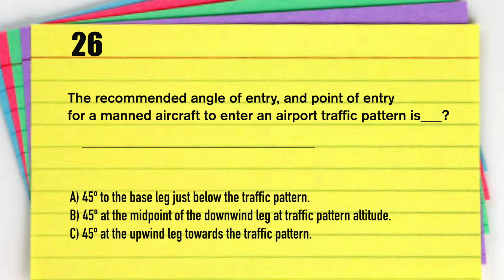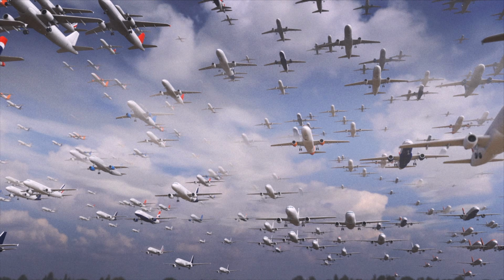Number 26, the recommended angle of entry and point of entry for a manned aircraft to enter an airport traffic pattern is A, 45 degrees to the base leg just below the traffic pattern. B, 45 degrees at the midpoint of the downwind leg at the traffic pattern altitude. Or C, 45 degrees at the upwind leg towards the traffic pattern. Now, if you don't know anything about airport traffic patterns, well, at least there's one thing that you do know. You know that it's 45 degrees because they gave you 45 degrees in all of the answers. So now the only thing you need to figure out is the point of entry.